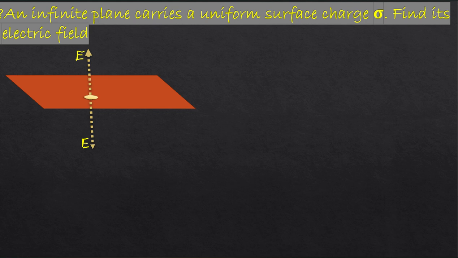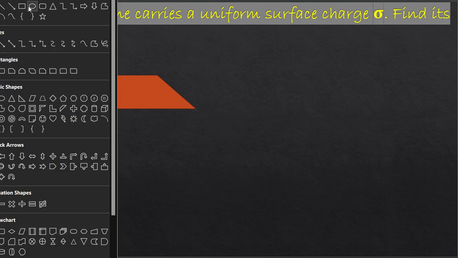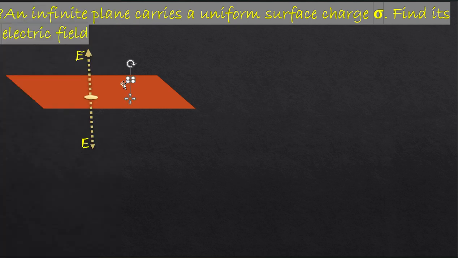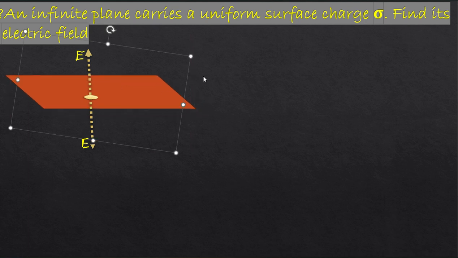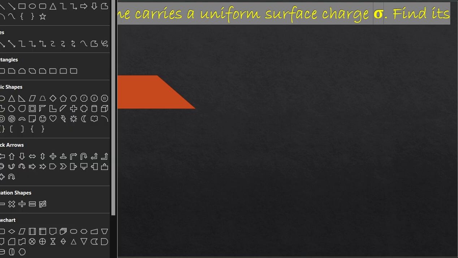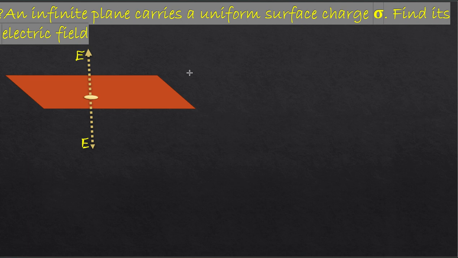In order to do that, we have to make a Gaussian surface. So here I am taking a Gaussian surface here. We have to take a Gaussian surface.